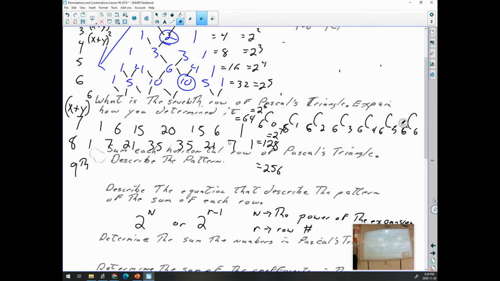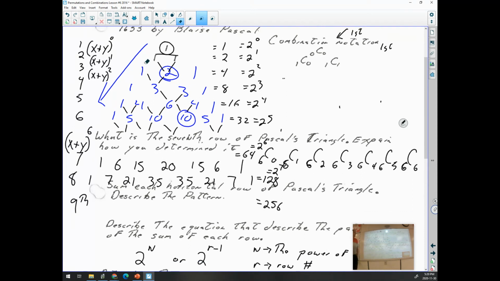The other pattern that we want to look at is that each row has a number of terms that is one more than the power of the expansion. So power of 0, 1 term. Power of 1, 2 terms. Power of 2, 3 terms. Power of 3, 4 terms.